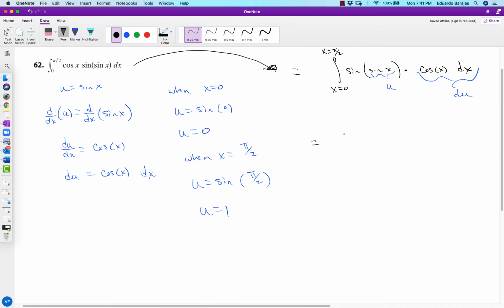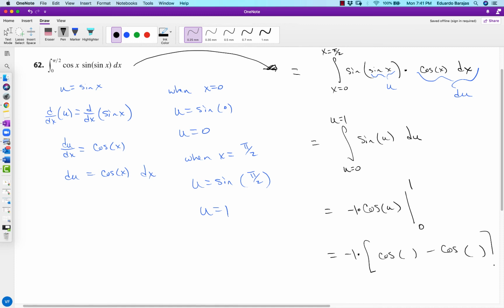So now when we go back to u's, this is going to turn into u goes to 0, u goes to 1, and then sine of u du. Good, and that's easy to find. This is going to be cosine of u. The derivative of cosine is negative sine, so we have to introduce an extra minus 1. Evaluate it as u goes from 0 to 1. Good, so I can just plug in those values and get that this is negative 1 times cosine of 1 minus cosine of 0.